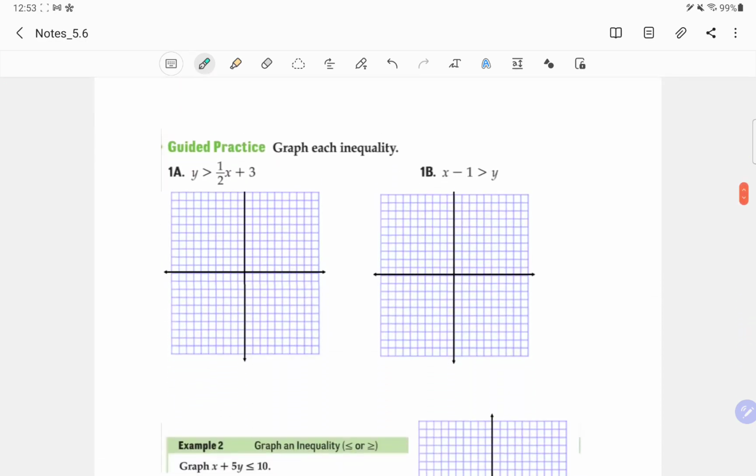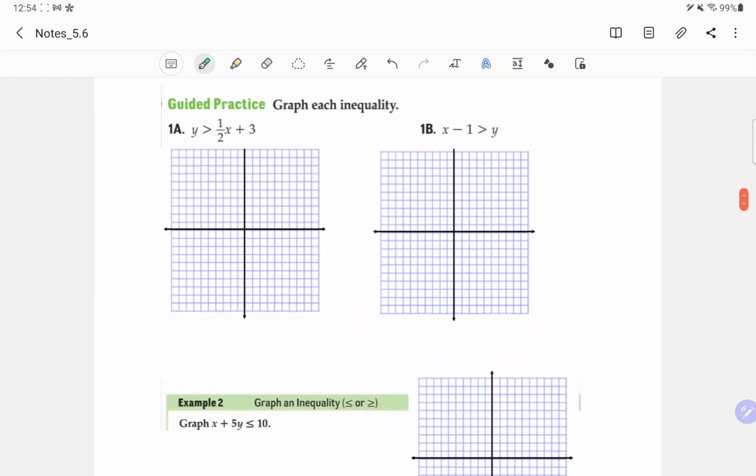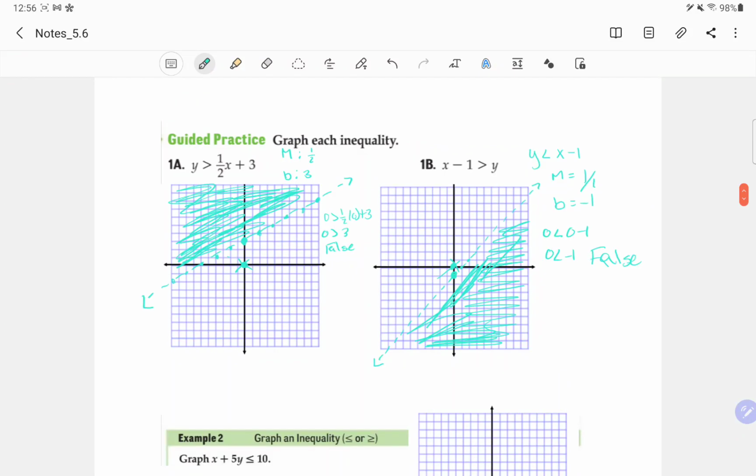So I want you guys to try these 2 guided practices and then check in and see if you got them correct. All right, so on 1A, what you do is you pull out your m. Your m was 1/2, your b was 3. So I started by graphing. I went up and graphed my y-intercept at b. And then I applied my slope, which was rise 1, run 2. So I went up 1, right 2, up 1, right 2, and so on and so forth.